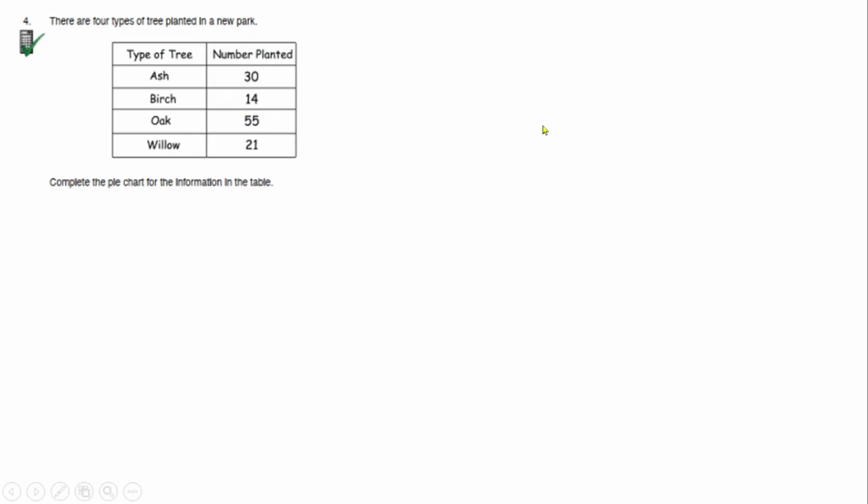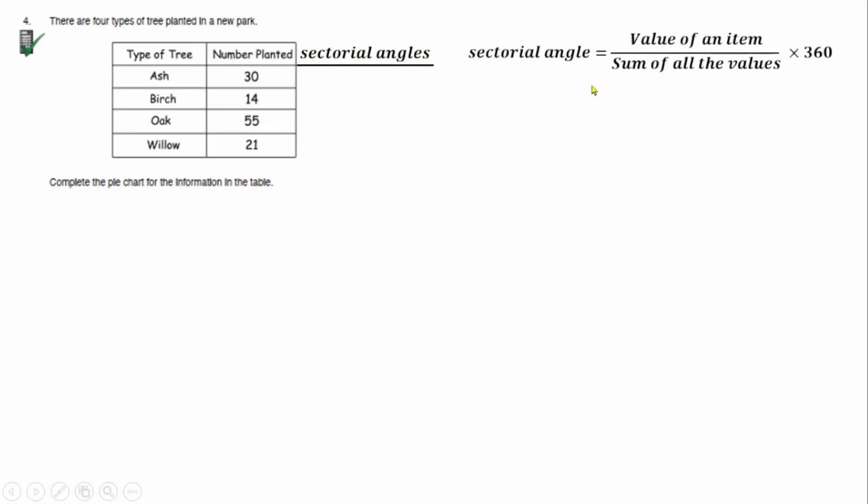So the first thing to do is that you need to extend this table so as to be able to accommodate your sectorial angle. I will extend this line, then I will write sectorial angle as the heading. Then you know the formula to find sectorial angle is the value of each of these items divided by the sum of the values we have here, then multiplied by 360.